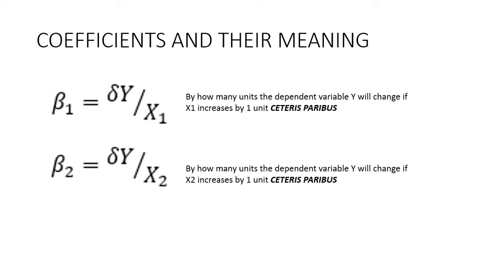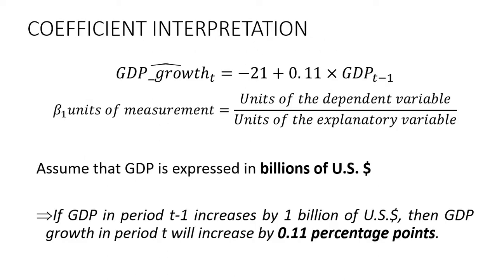In both cases, we have to add ceteris paribus. So this Latin phrase just means that we assume that the rest of the factors remain unchanged. Beta 1 tells you by how many units y will change if x1 increases by 1 unit, assuming that x2 is constant, and vice versa. When we interpret coefficients, it's always units of the dependent variable by units of the independent or explanatory variable.